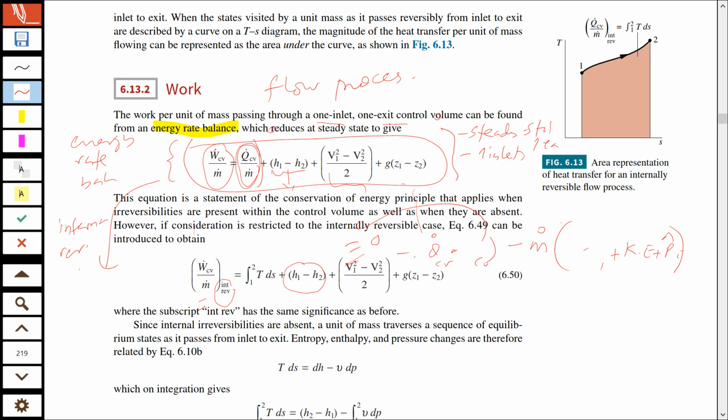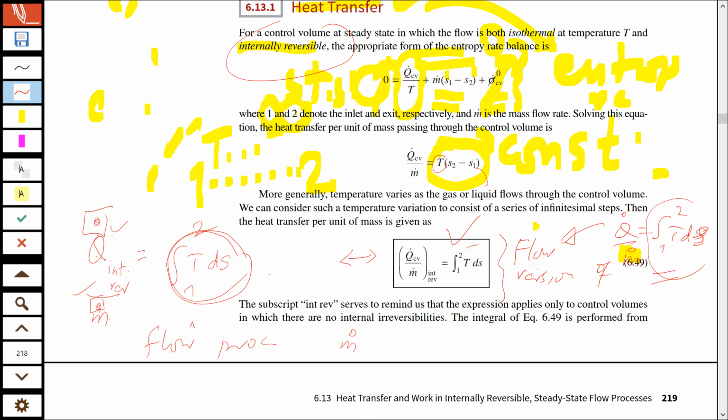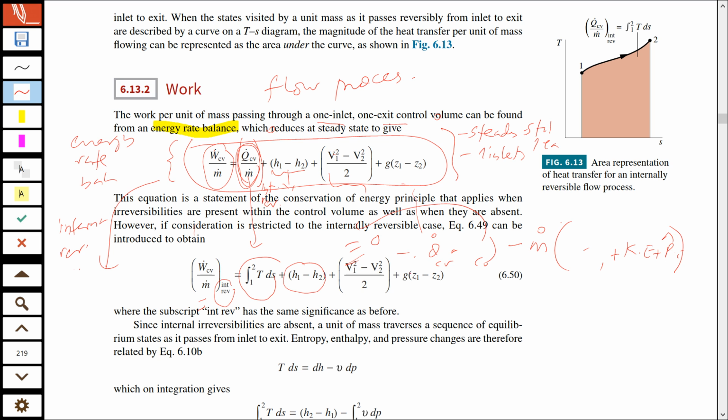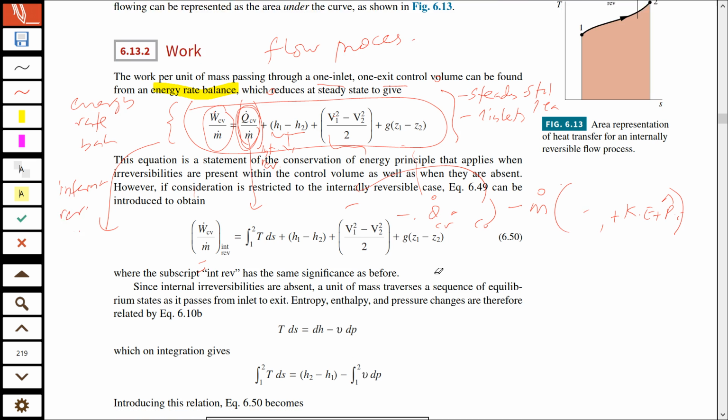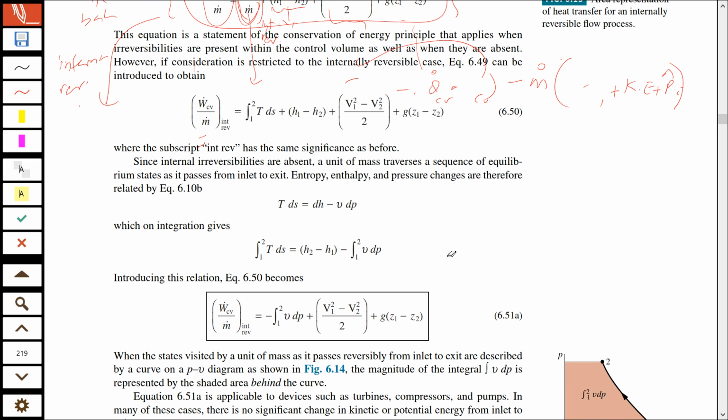You know, if you take this ratio to be for the internally reversible process, that has a specific expression, integral TdS. That's exactly what we just saw there, question 6.49. Yeah, this ratio for internally reversible will be integral of TdS. So that means that we can rewrite the energy balance in this form.